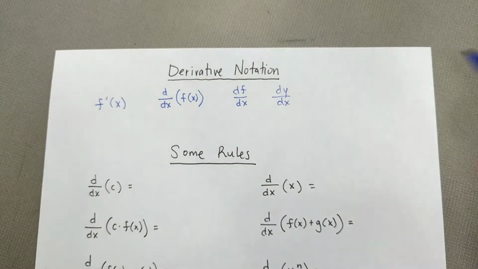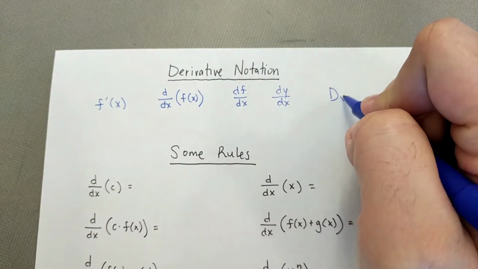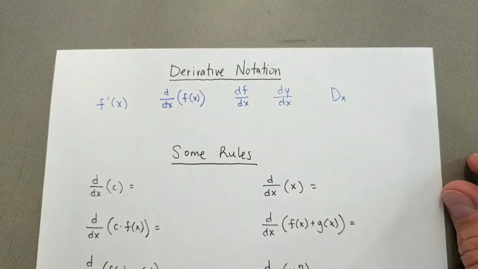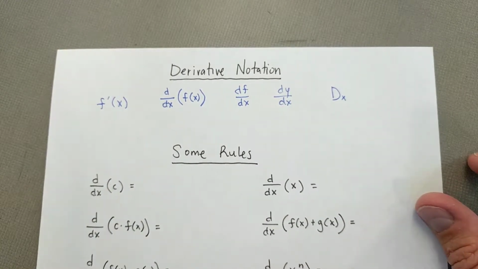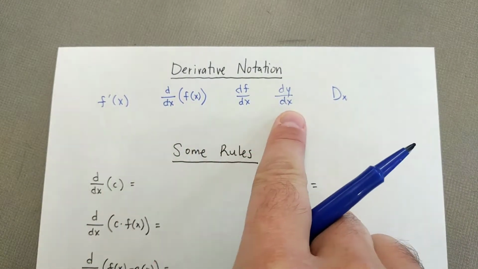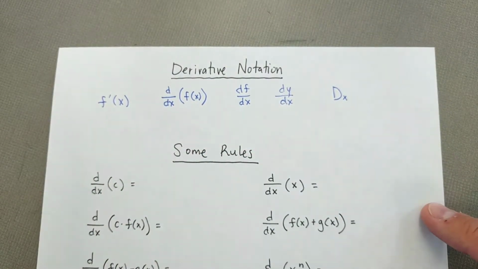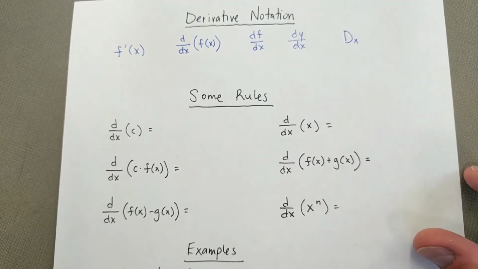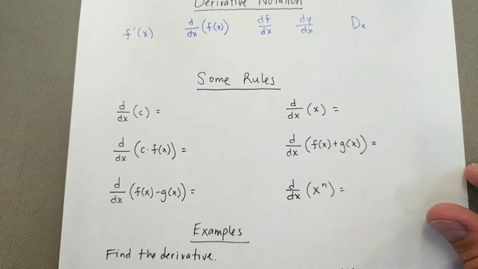Newton had a different one. I think it was a big D with a little x there, which we don't really use or see ever. Maybe you might see it in some older textbooks, but for the most part, it's this notation we'll see here. So we're going to get into thinking about that notation to help us come up with some shortcut rules here.